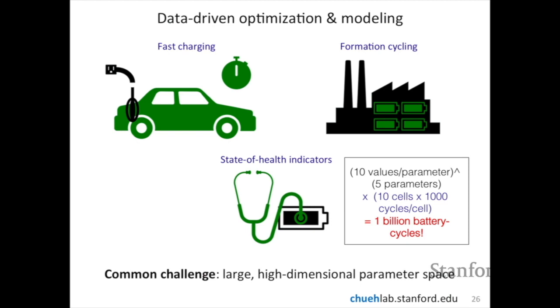So what is the solution? Let's not touch it. So whatever works, we stick to it. The fast charging, if it works, we stick to it. The formation, if it works, we stick to it. So the challenge we're facing right now is, can we speed up this process? Can we use data and our knowledge of batteries to help cut down the time it takes to optimize fast charging, optimize formation cycling, and discover state of health indicators?